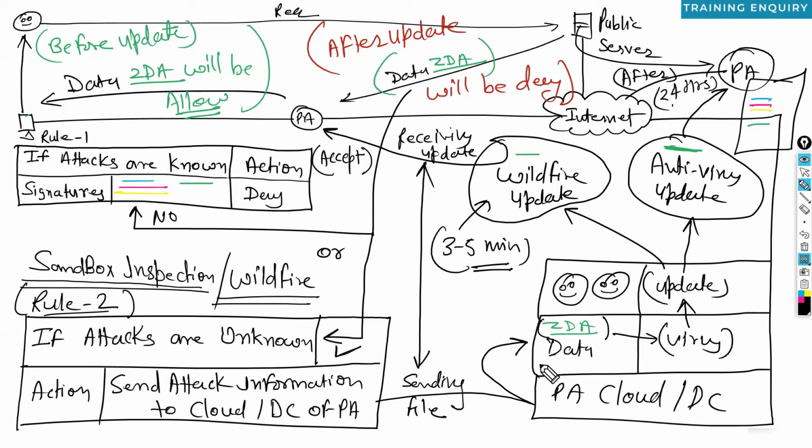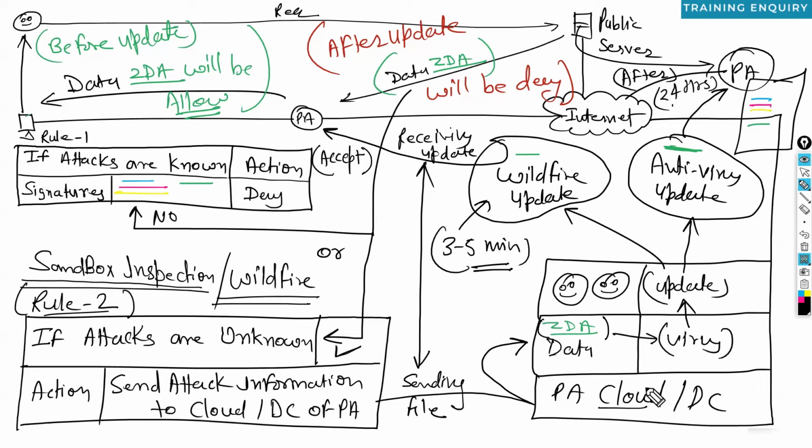In our data center, Palo Alto says, we have collected signatures and attack information since 2005. So we have many years of attack information and lots of resources. Then the cloud-based solution is recommended by Palo Alto. Clear? Yeah, this is clear.